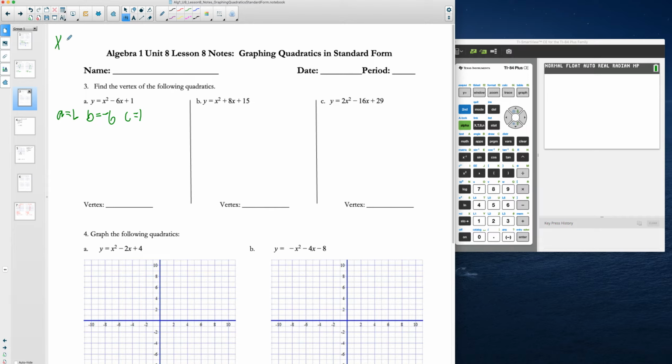x equals the opposite of b over 2a. What we want to do is plug our values for a and b into this and find our x value. So x equals, and notice it's the opposite of b. If b is negative, that makes it a positive number. Then 2 times a in the denominator, so that's 2 times 1. So that would be 6 divided by 2, and our x-coordinate of our vertex is 3.